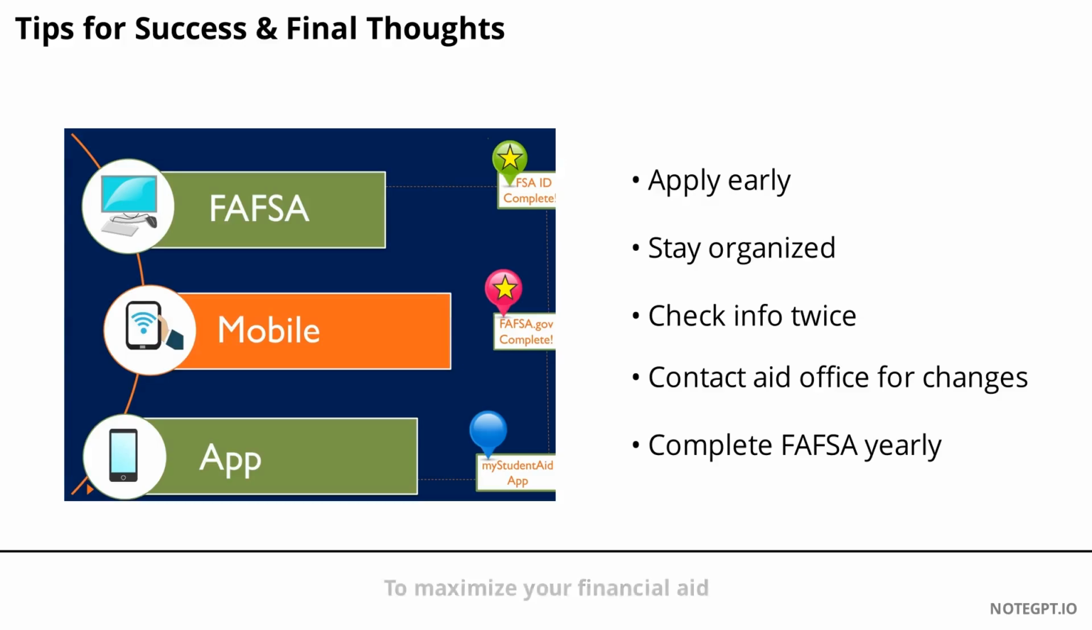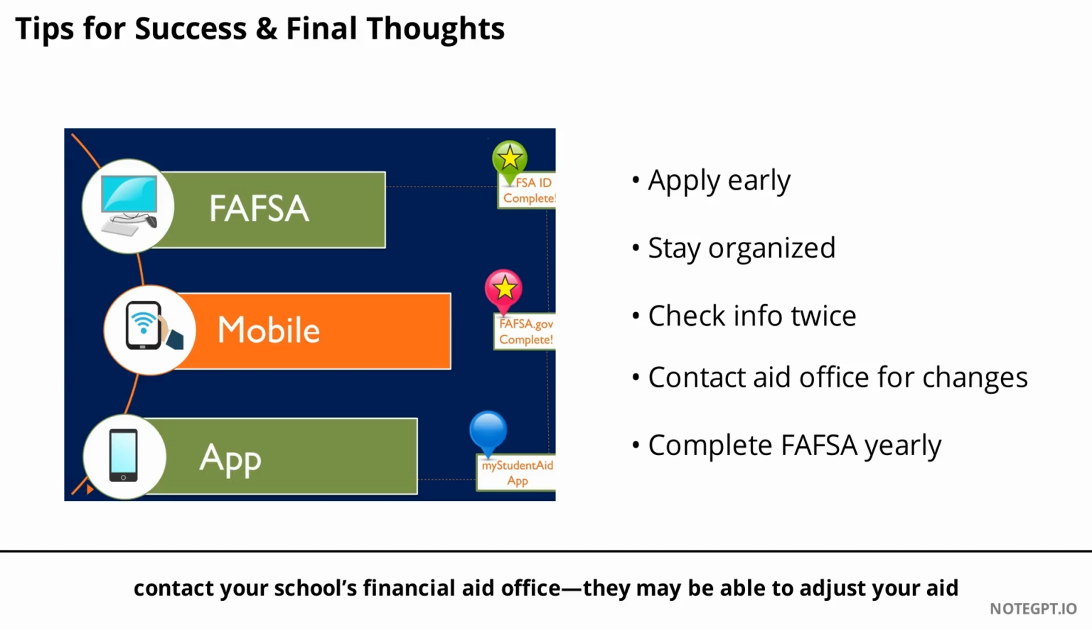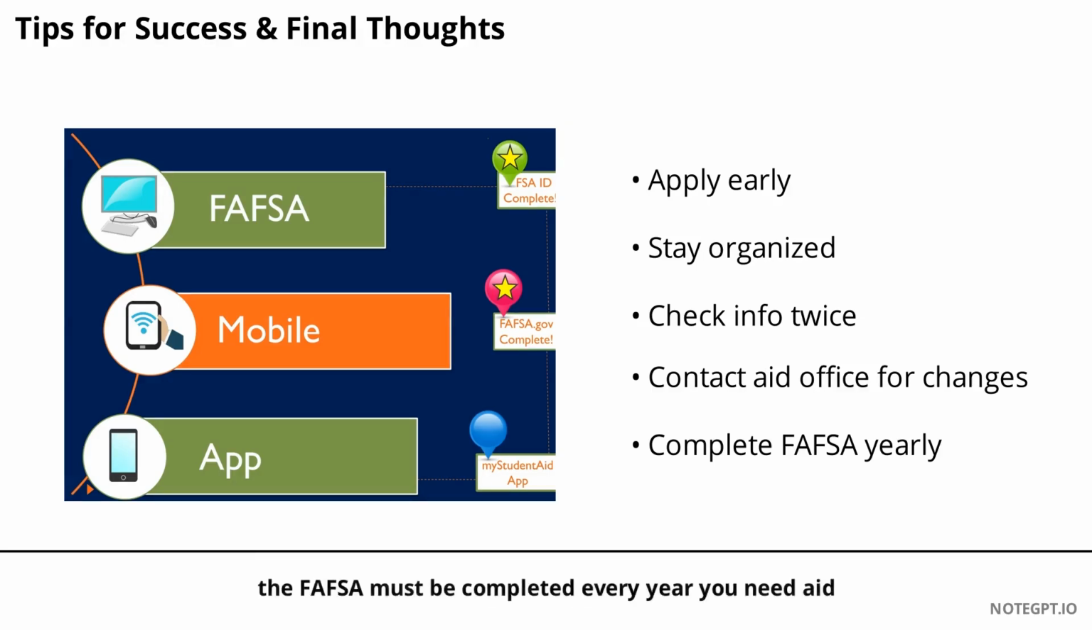To maximize your financial aid, apply early, stay organized, and double-check your information. Keep copies of all documents and correspondence. If your family's financial situation changes, contact your school's financial aid office. They may be able to adjust your aid. Remember, the FAFSA must be completed every year you need aid. With careful planning and persistence, you can make college affordable and focus on your educational goals. Good luck, and remember, your future is within reach.